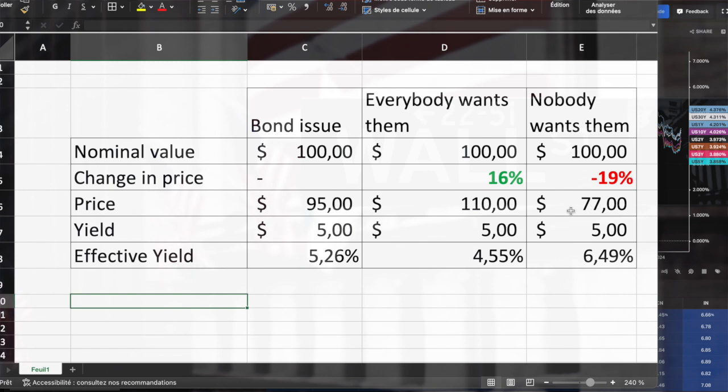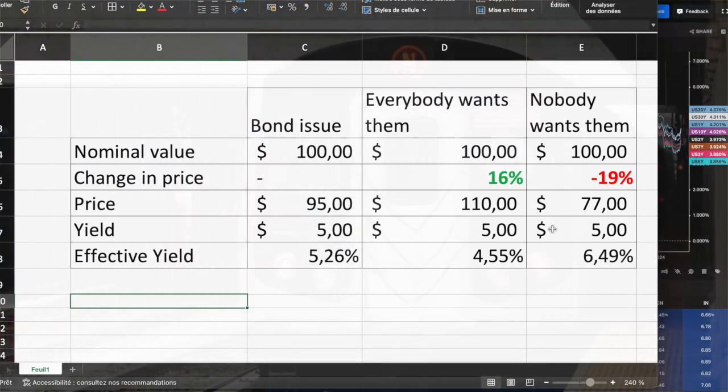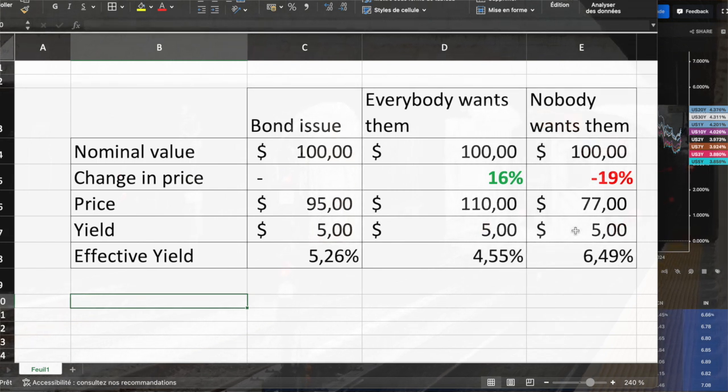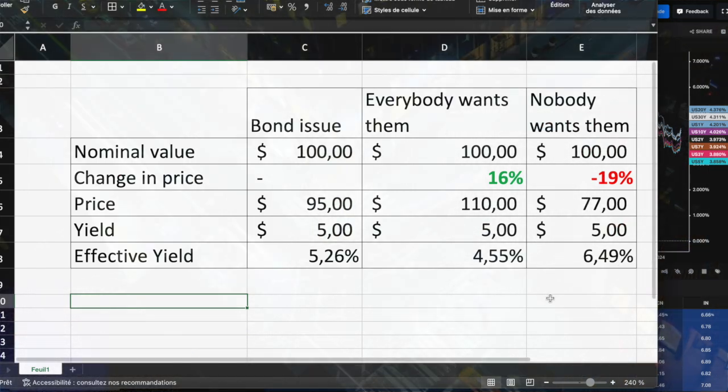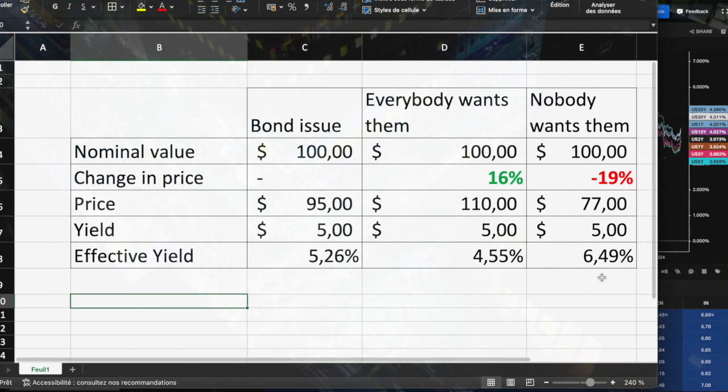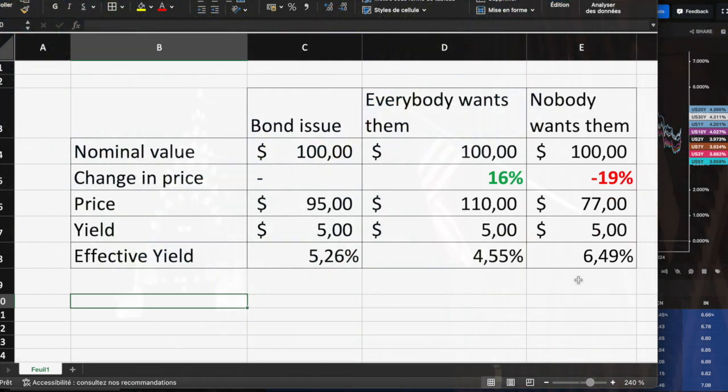It goes down 19% in price. It's now at $77. The yield hasn't changed. Remember, the yield doesn't change, it's $5. However, the effective yield now has gone up, because if we do $5 divided by 77, we get an effective yield of 6.49%. So you see, we started at a yield of 5.26. Now it's much higher at 6.49%.